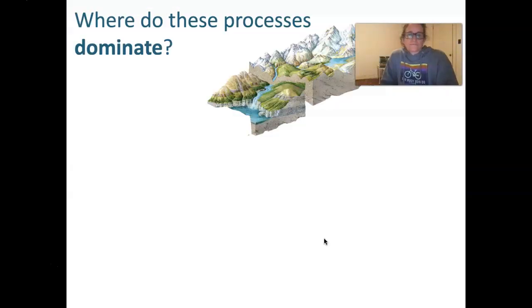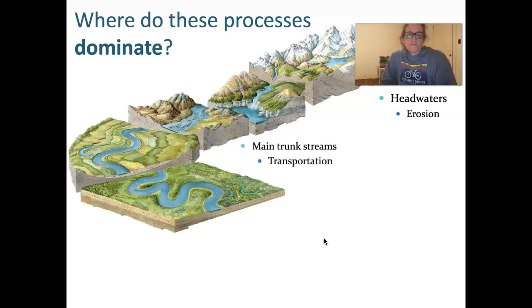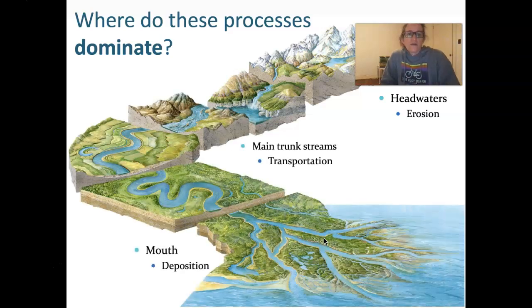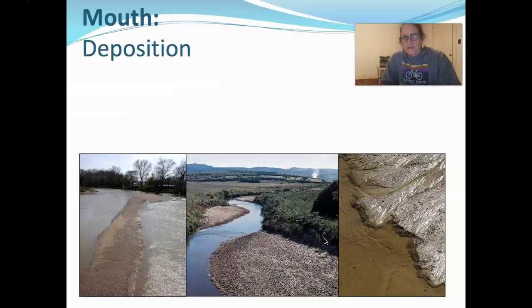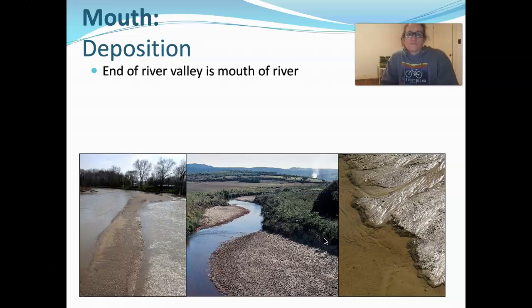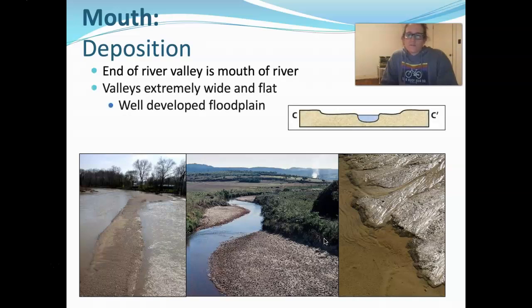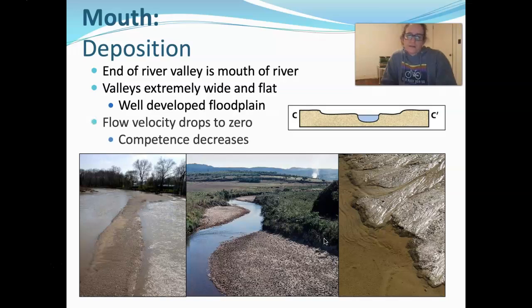Okay. So we've gone through the headwaters where there's erosion, the main trunk stream, and now we're down here at the mouth where there is erosion, transportation, and now deposition. So here we are. The water has slowed down. We're at the end of the river valley. The floodplain is very broad, very well developed at this area.